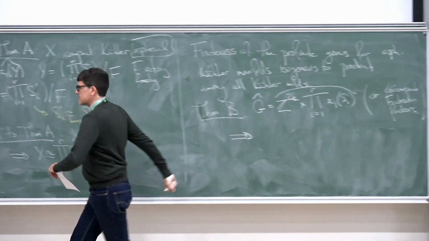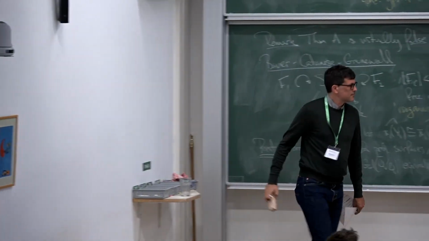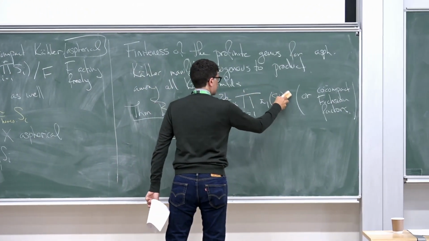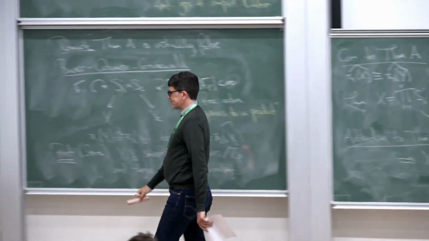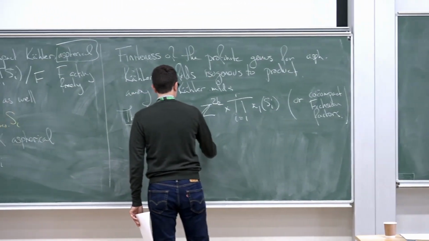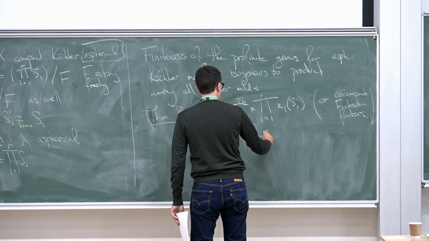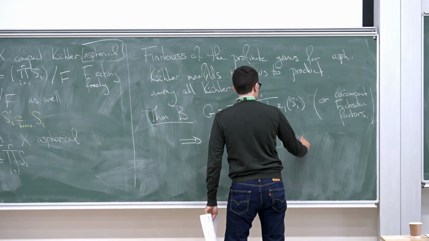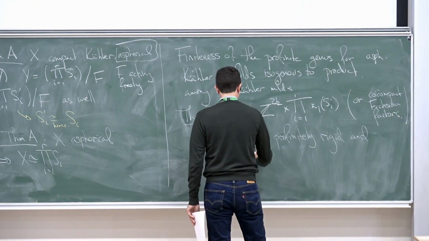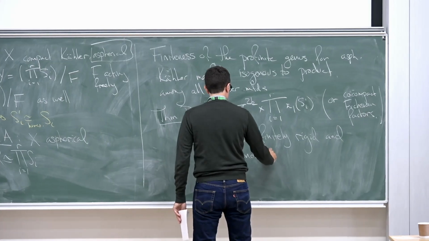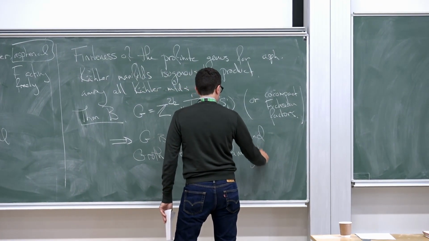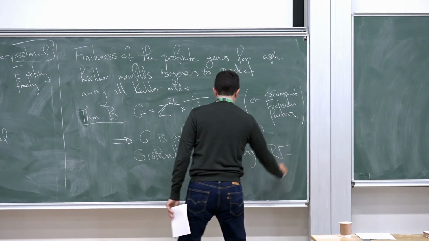Actually, sorry, I'm going to restate this slightly differently. I do want to remove the hats. Let G just be that product. This would be a little cleaner. G is profinitely rigid and Grothendieck rigid amongst finitely presented Kähler groups.